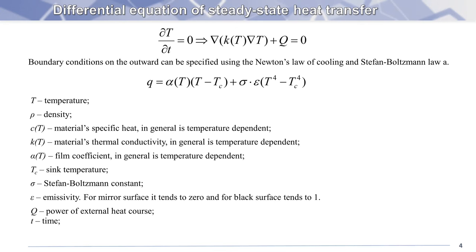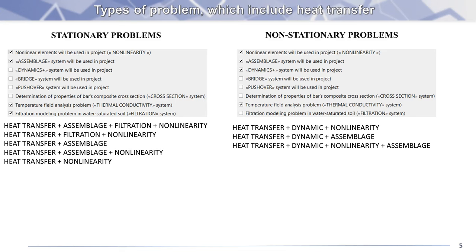If in the basic equation of thermal conductivity it is assumed that all time derivatives are equal to zero, then we get the equation of stationary thermal conductivity. We have also implemented this analysis type in LIRA 10. In general, 8 types of problems with thermal conductivity can be solved in LIRA: 5 types of stationary problems and 3 types of non-stationary problems. Heat transfer can be modeled taking into account nonlinearity effects, assemblage, filtration, and time-varying mechanical dynamic loads.